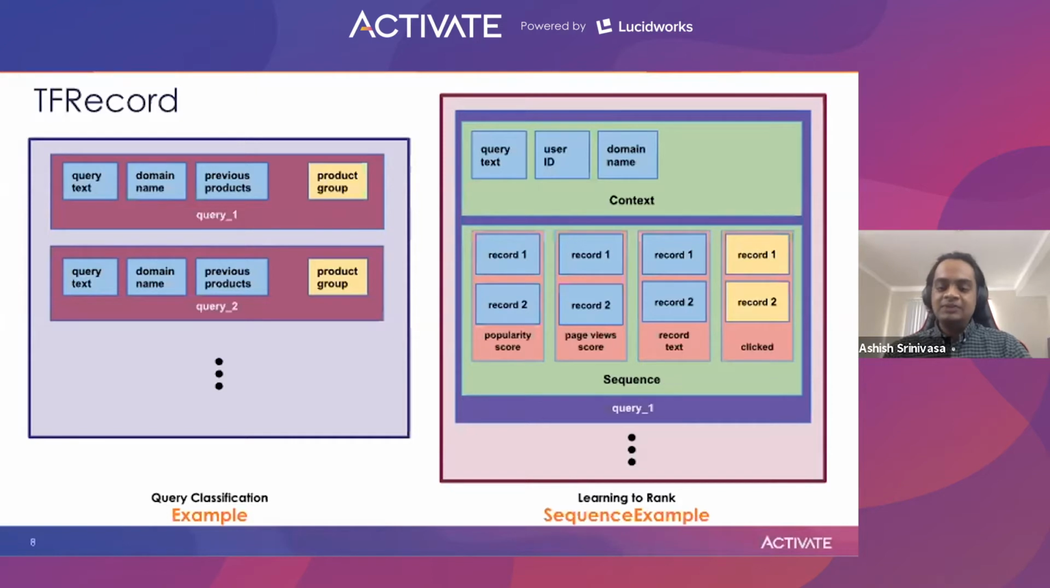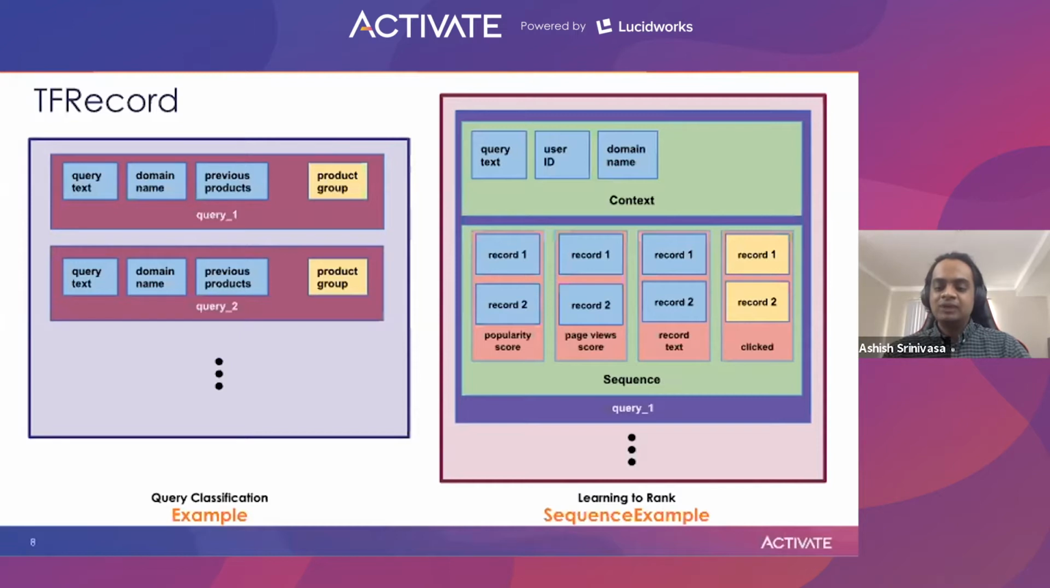Next, we have the sequence features, which we use to store values for each feature as an ordered sequence corresponding to the documents. Here, we can see the features that are unique to each document, such as popularity score, page views, record text, and so on. Finally, since the click is also defined at a document level, we store that as a sequence feature as well.